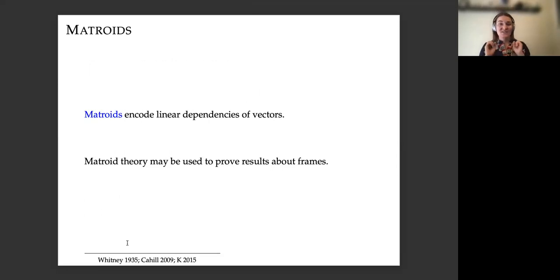Okay, so here I'm just flashing through a bunch of different slides to make sure that I keep within the time. Just a little bit of teasers of things where I think combinatorics can be useful in frame theory. So first of all, matroids are ways of encoding linear dependencies of vectors, and matroid theory may be used to prove results about frames. So for example, one can really dig into linear algebra and prove precisely that the Naimark complement of a full spark frame is full spark, or it just falls out automatically from matroid theory. So once you know about matroids, then you're able to prove more things and not even get into the linear algebra.